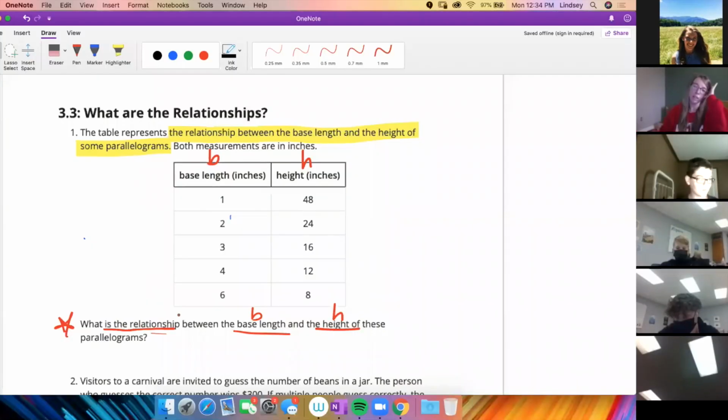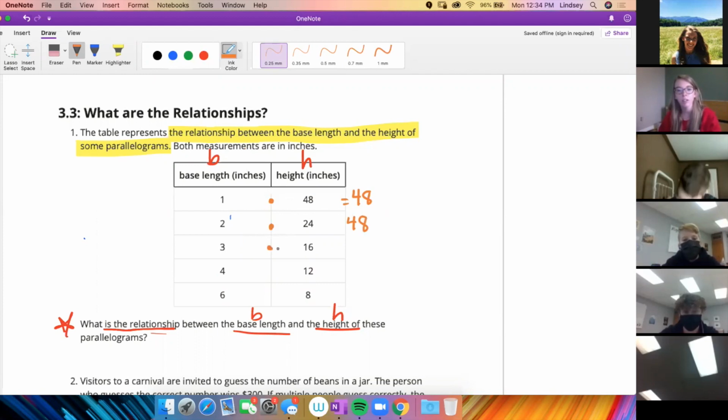Does anybody else think they know what that relationship is? All right, Caden, what is the relationship in this table? Base length and height are multiplied to equal 48. Good. The base length times the height multiplies, and it gives us 48. So that works for the first one. Let's see if it continues.